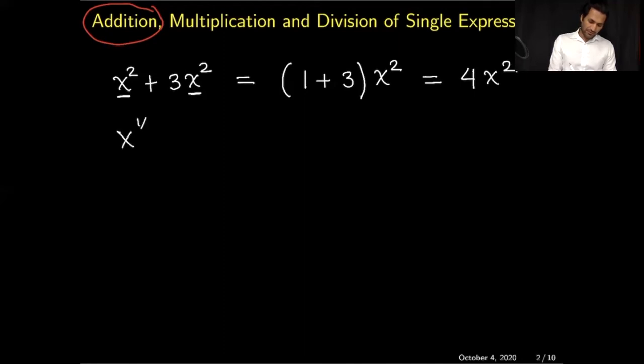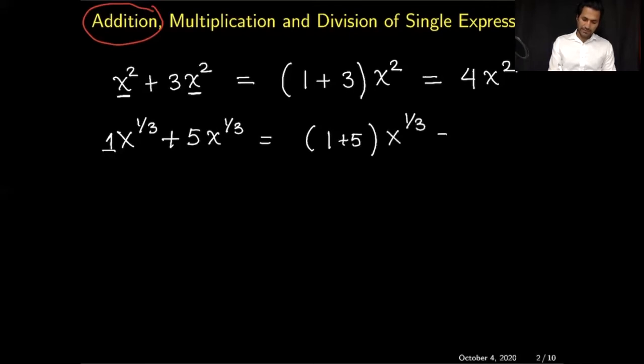Let's suppose you have x to the power 1/3 plus 5 times x to the power 1/3. As you can see, the exponent for both terms is 1/3. So we can add these two expressions, and we will perform the addition between the coefficient of the first term and the coefficient of the second term. If there is nothing in front of the term, it means the coefficient of that term is 1. So 1 plus 5 gives us 6, and the power 1/3 will stay as it is. So you have 6x to the power 1/3.